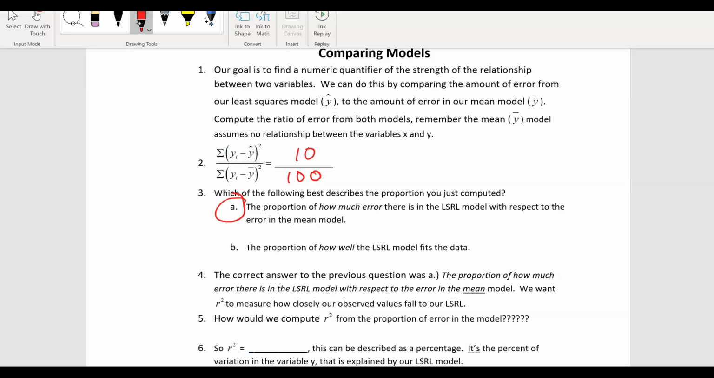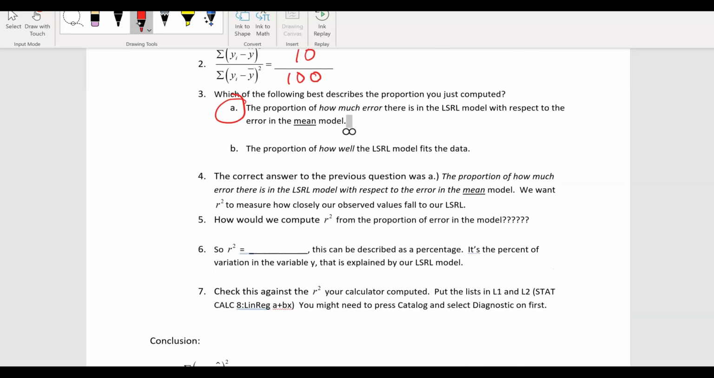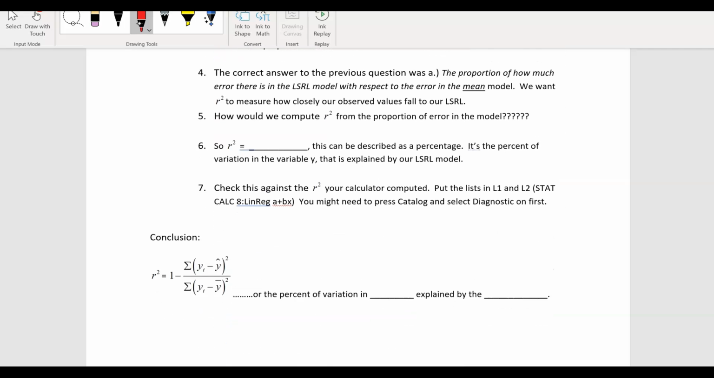Okay, this one says the proportion of how well the least squares regression line model fits the data. I put that in there on purpose because I want to talk about a misconception of how people will oftentimes articulate R squared. We don't want to fall into that trap. So here I give away, spoiler alert, the correct answer was A.